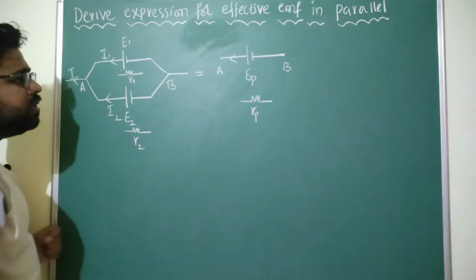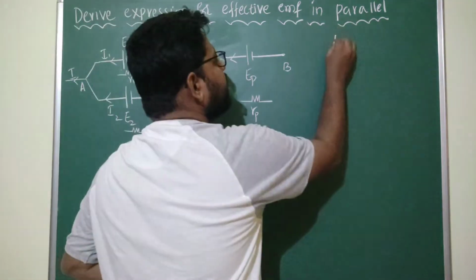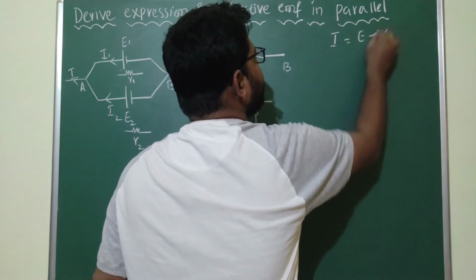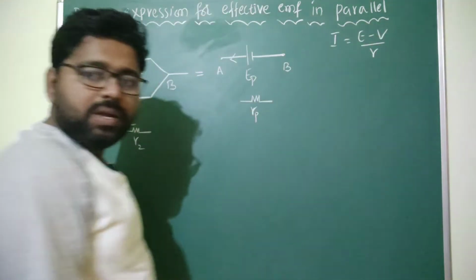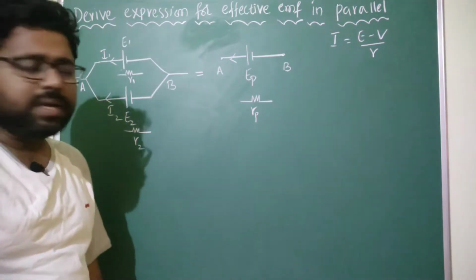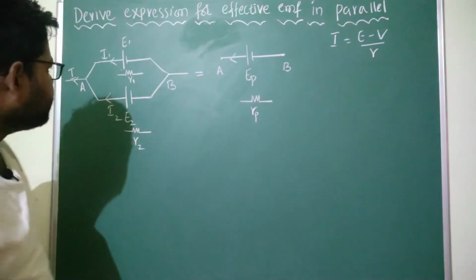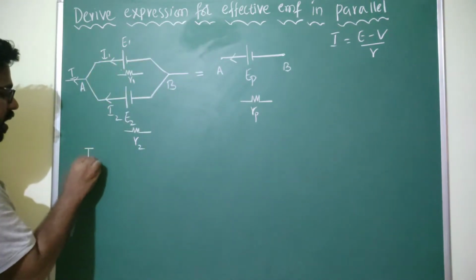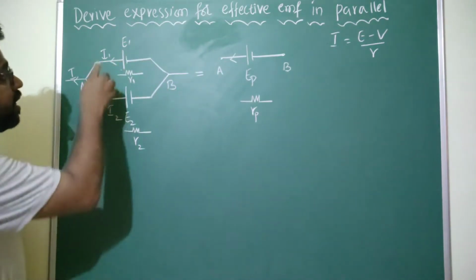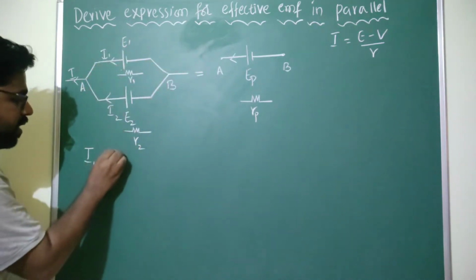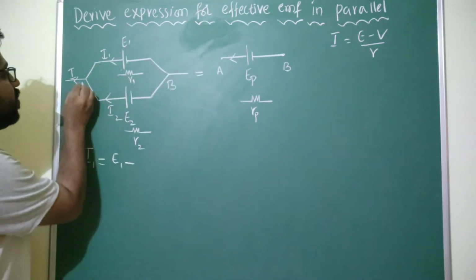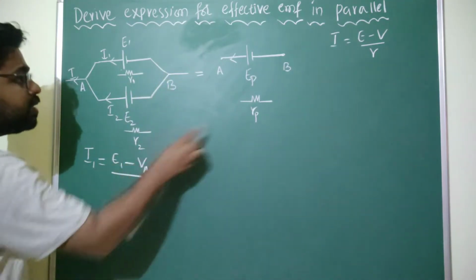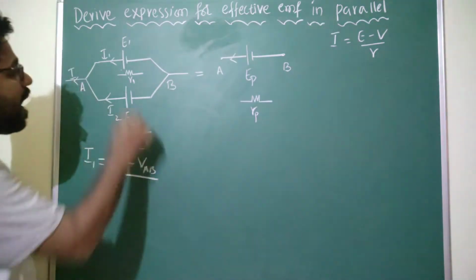To do this, we will use a formula, that is I is equal to E minus V divided by small r. This expression we had derived earlier. First let me write the expression for current I1 from that equation. So I1 is equal to E minus V by r. What is E? E is E1. What is V here? V from A to B, that is VAB, divided by small r. Small r we have to take as R1.